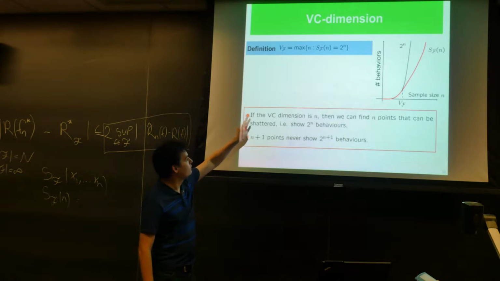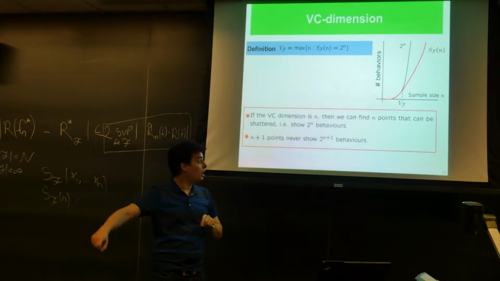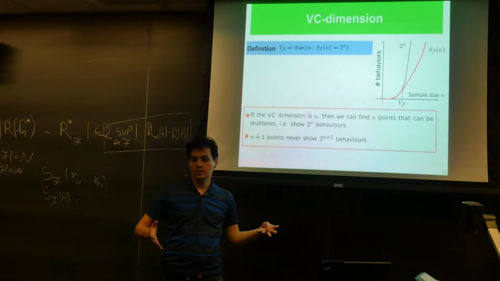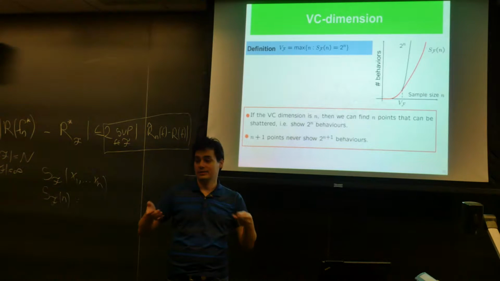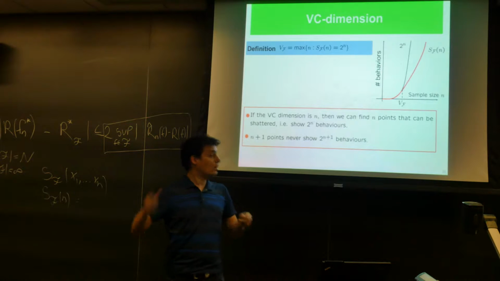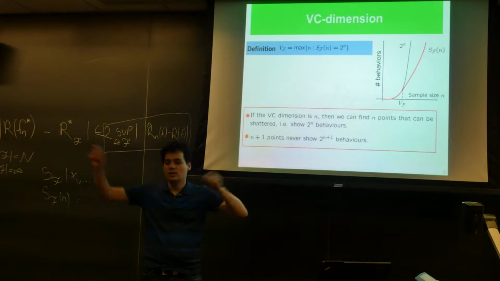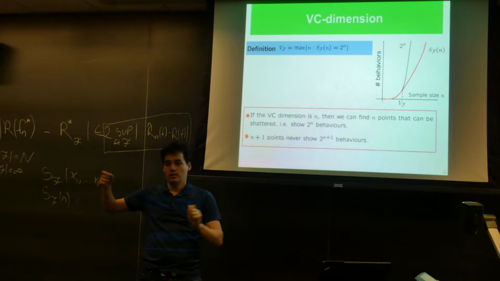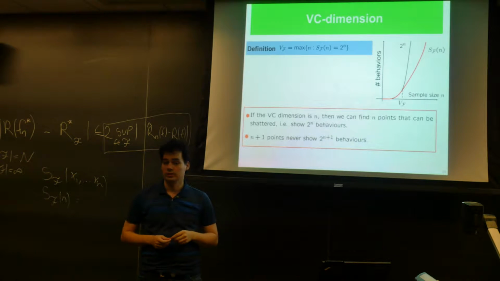And that was the notation. If the VC dimension is n, then you can find n points in your domain such that those n points can be shattered. That is, no matter how you label those n points, there will be a classifier that can solve that classification problem perfectly. But if you have n plus 1 points, then it doesn't matter how you choose those points in your domain. Your opponent could always choose a labeling such that you wouldn't be able to classify those points.